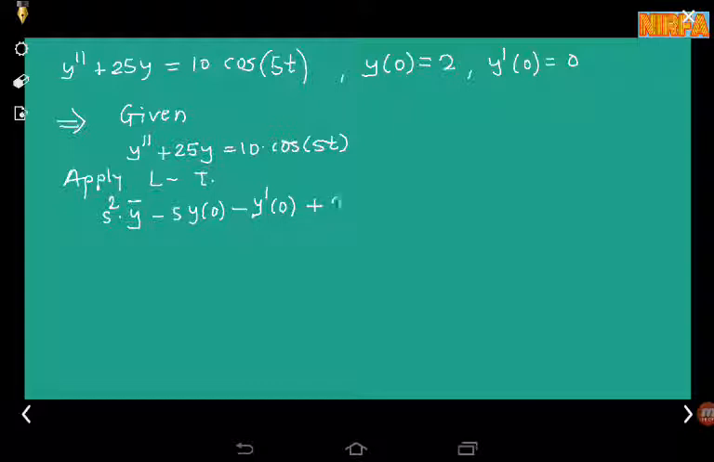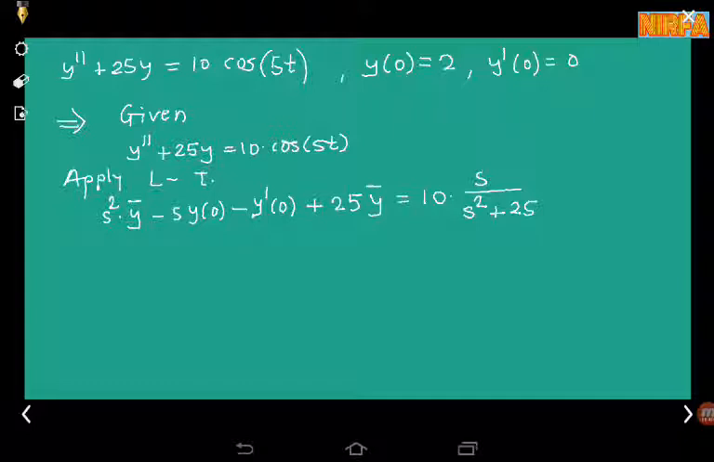Plus 25 is a constant, we are taking it outside the Laplace operator, and Laplace transform of y is y bar, is equal to this 10 keeping as it is, and we know that Laplace transform of cos 5t, where 5 is a constant multiplied by t inside the cos, its formula is s upon s square plus square of 5, that is 25.